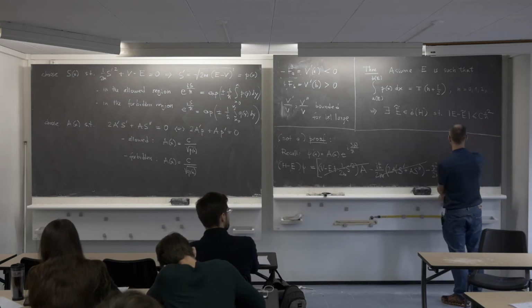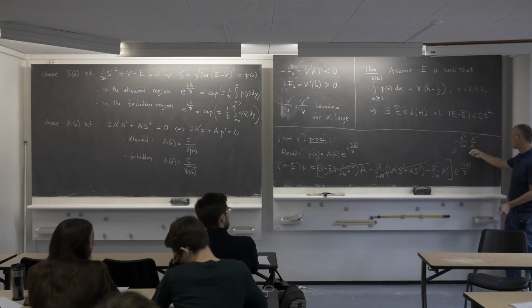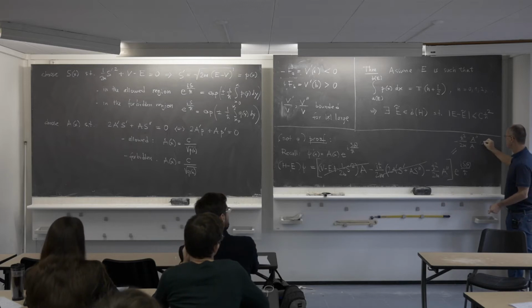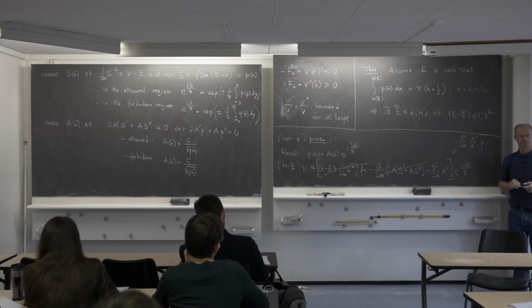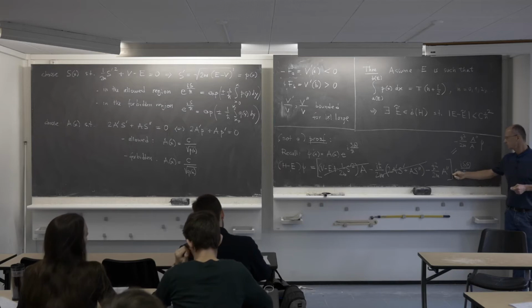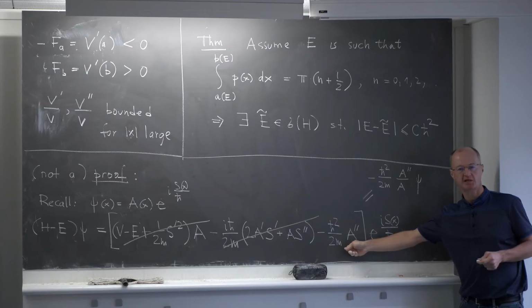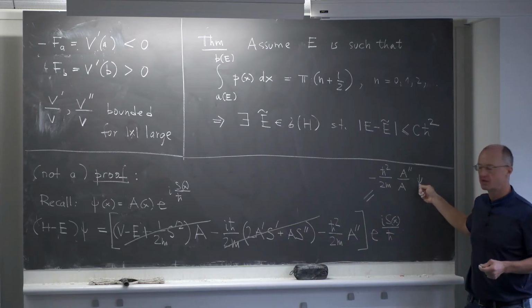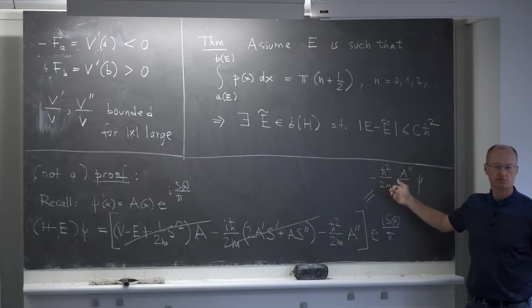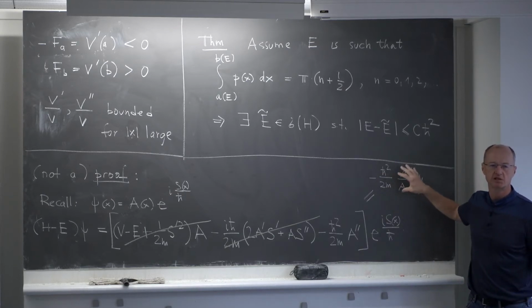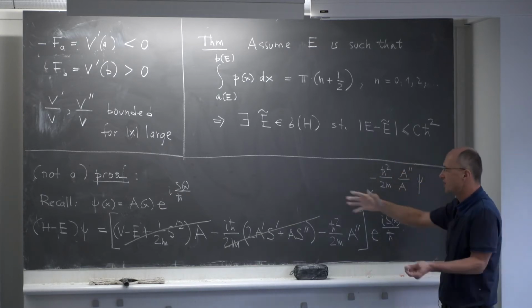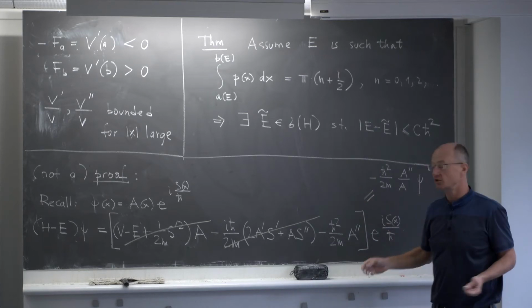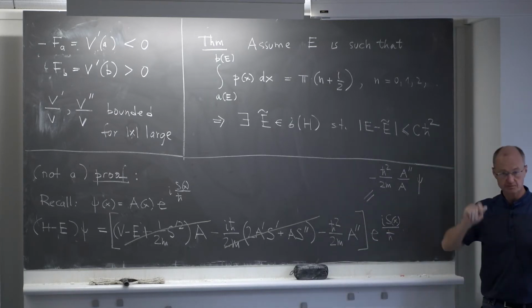Maybe I rewrite the result for future use. So the result actually is simply h bar squared over 2m times a double prime over a times psi. Right? So I multiplied by a, I divided by a, so I got back my psi, and so that's the right-hand side. That's how my Schrödinger equation is now not solved by the psi.